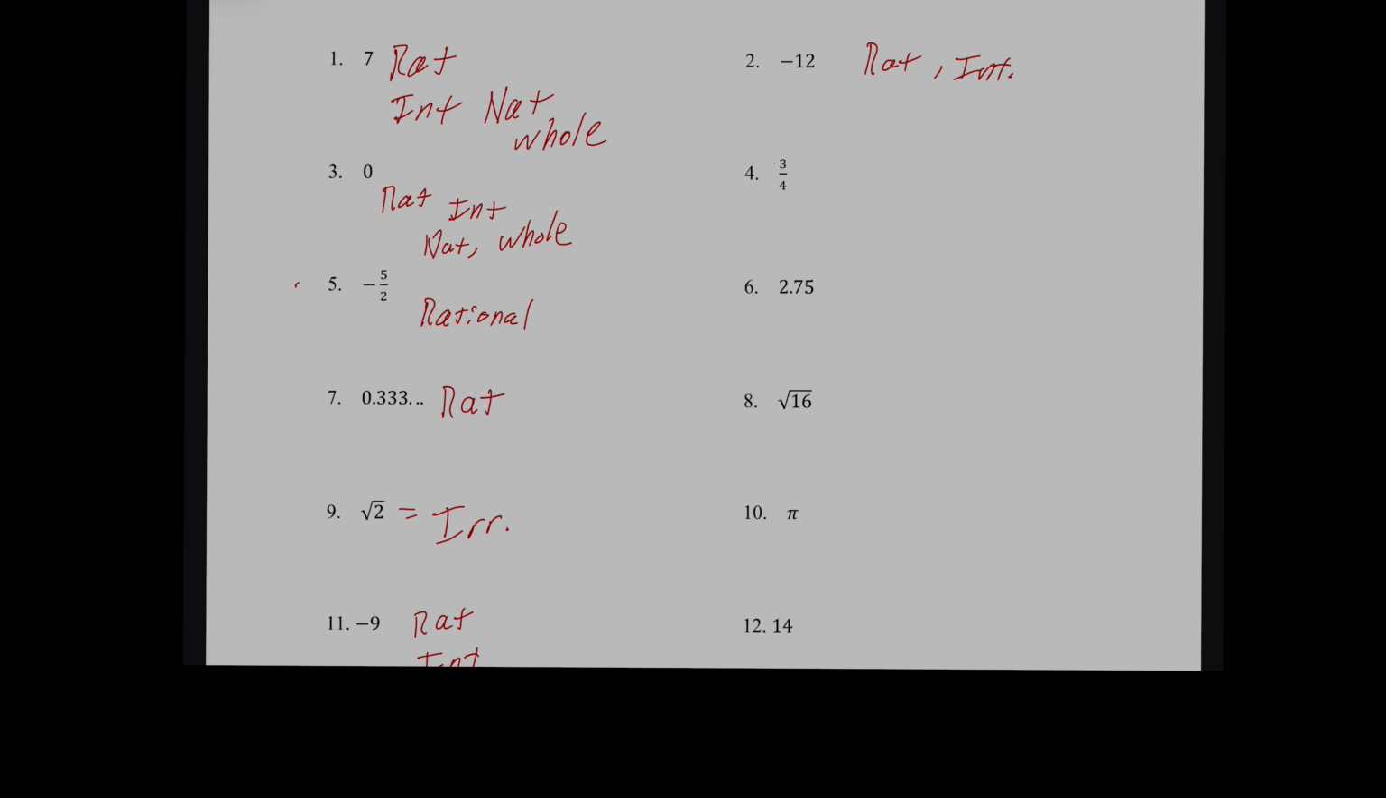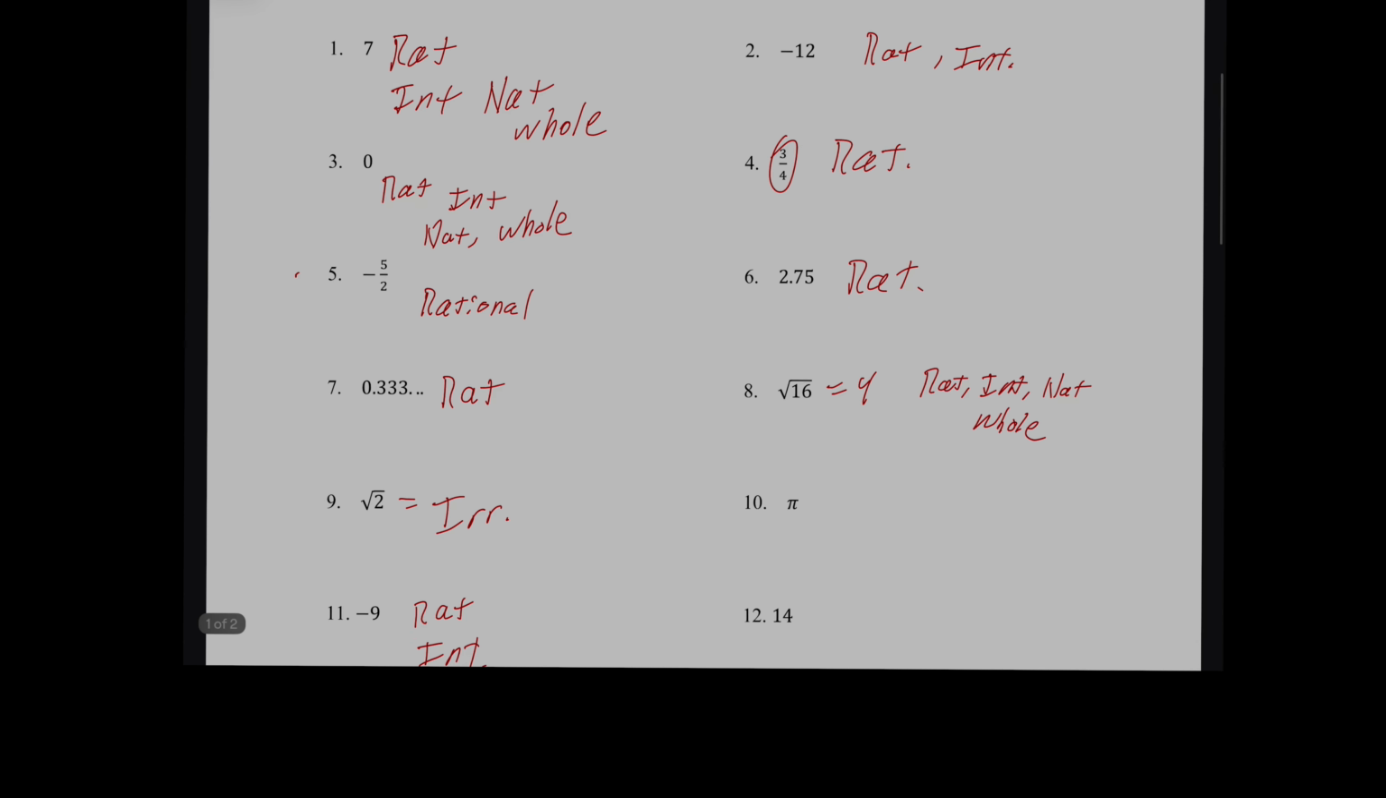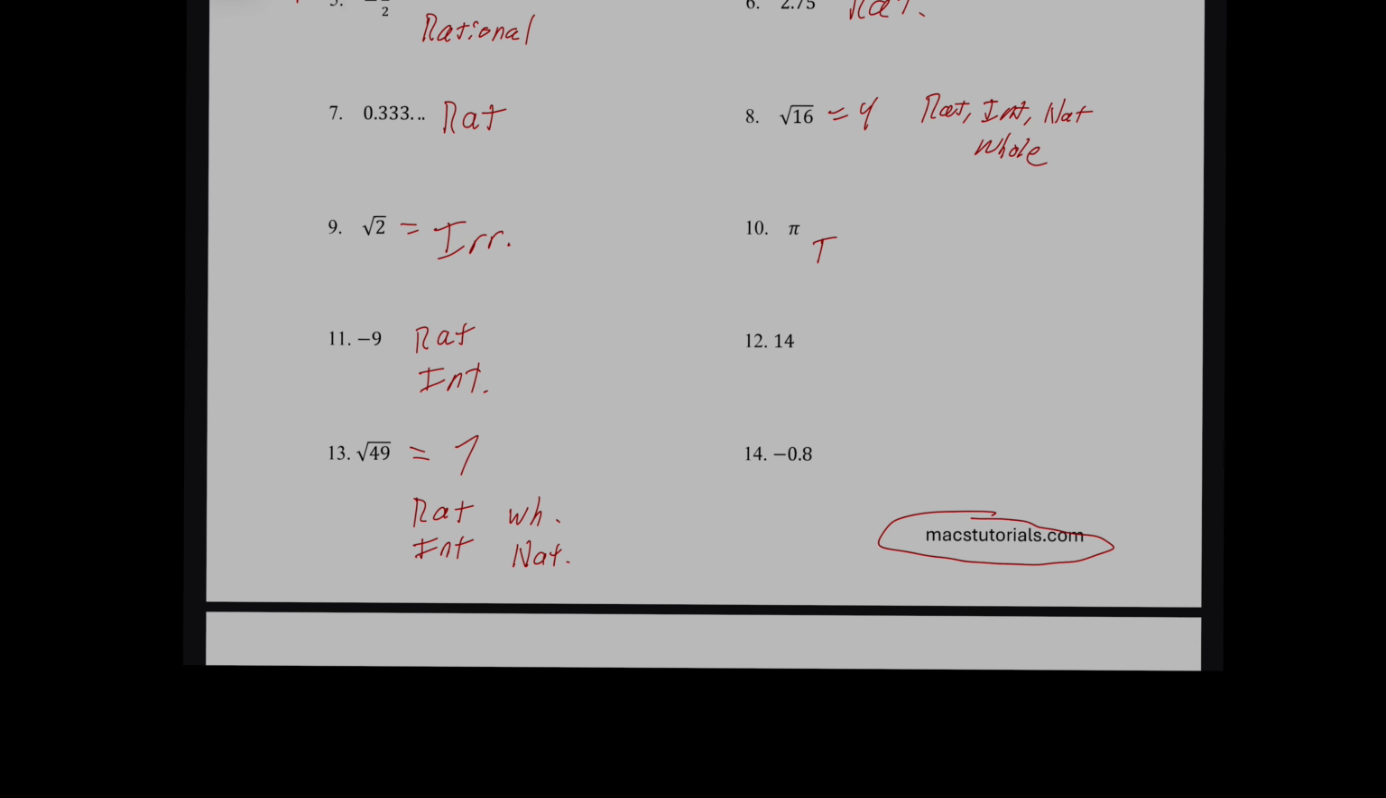4, now that's going to be a fraction. So it's going to be rational, and that's it. It can't be an integer, whole, or anything else because it's a fraction. 6, 2.75. It's a decimal, so it's only going to be rational, nothing else. 18, square root of 16. Well, that's just going to be 4. If that's the case, that's going to be rational. It's going to be an integer. It's going to be natural. And it's going to be whole. Pi, that's going to be irrational, and that's it.